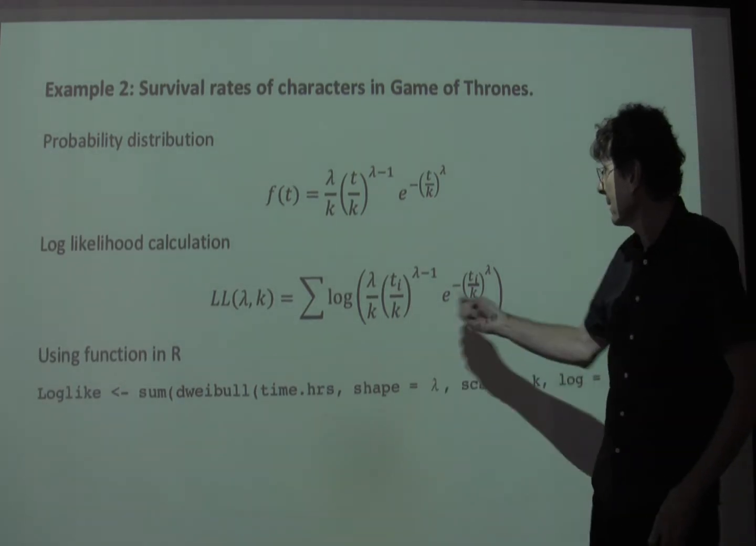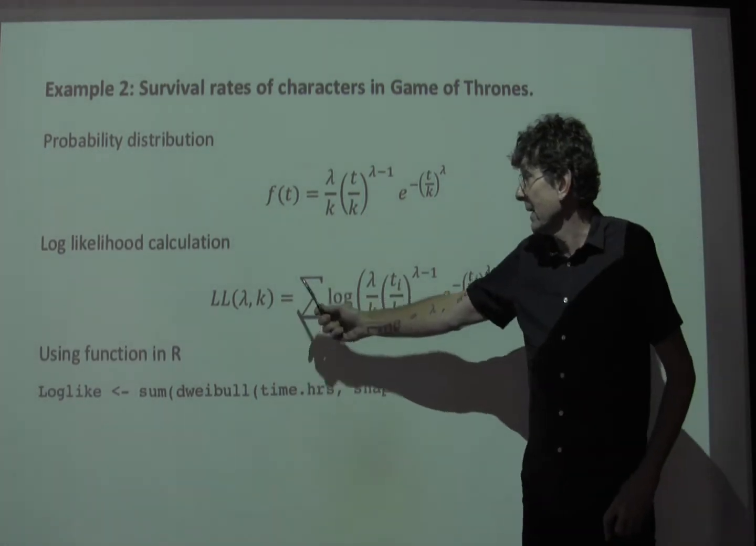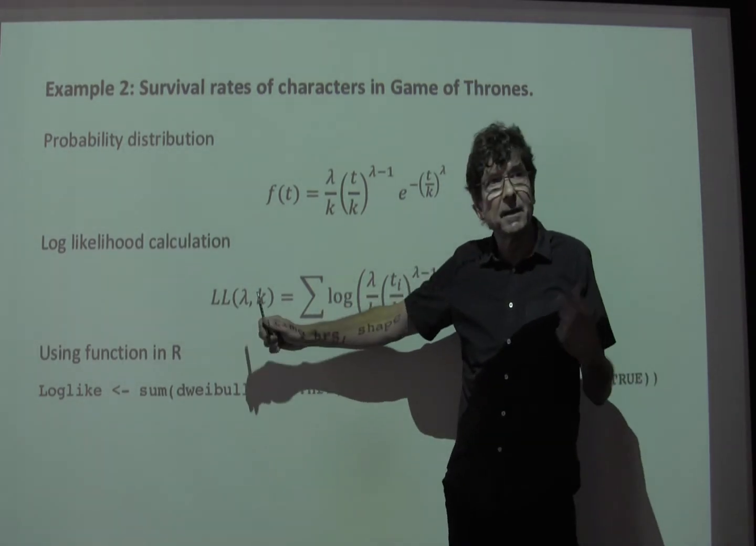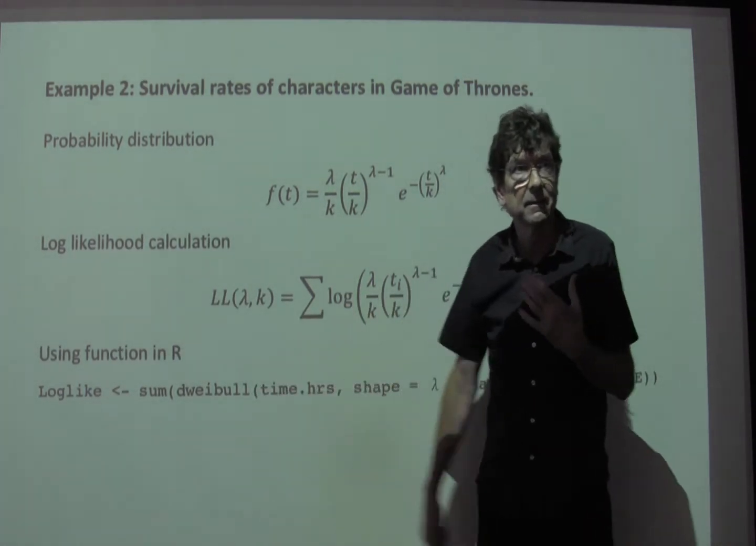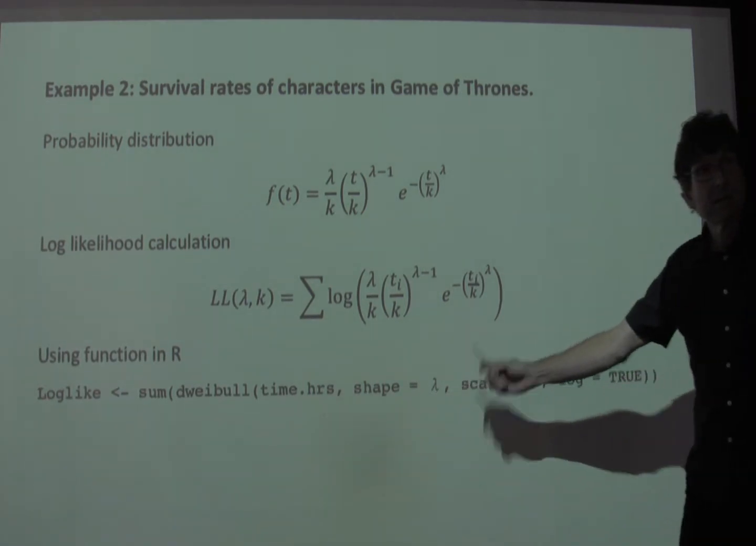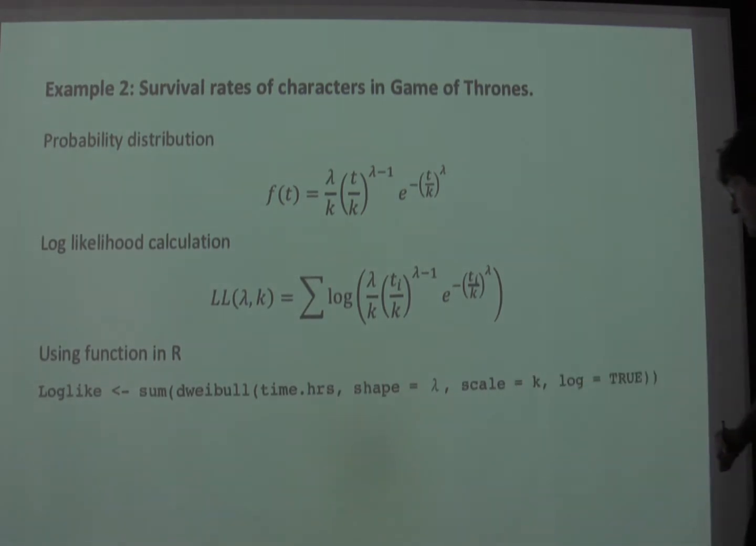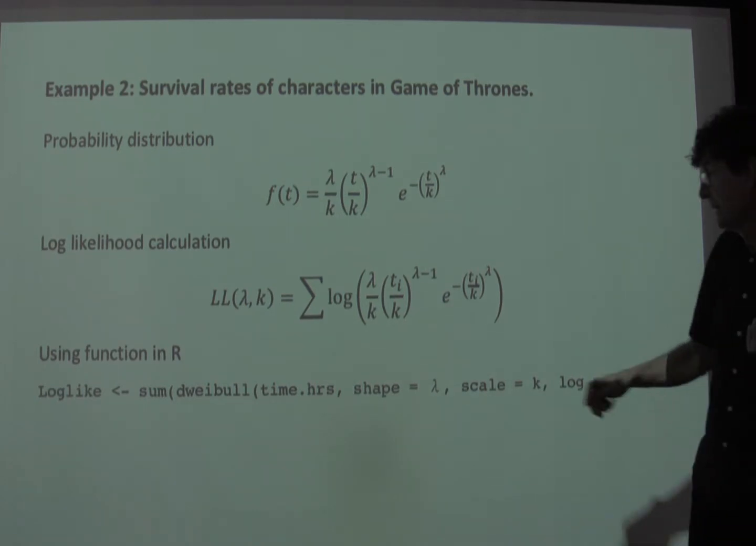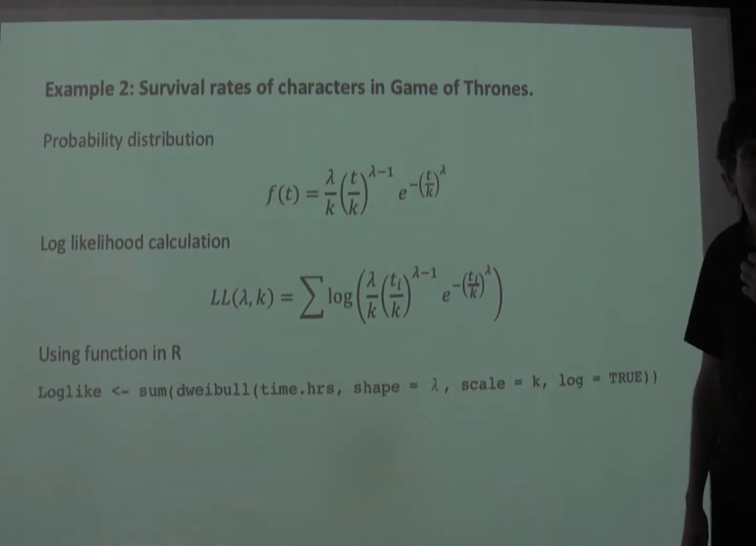And so I plug that into this equation, and I can ask, well, what's the log likelihood of this particular value of lambda or of that particular k. And I can do this in R because there's a Weibull function in R, of course there is. And so I can specify different values for lambda, different values for k. And it's exactly the same as I showed you already how to do for the earlier example. The only difference is that now I have two parameters to estimate rather than just one.